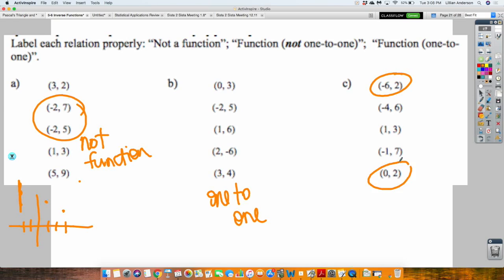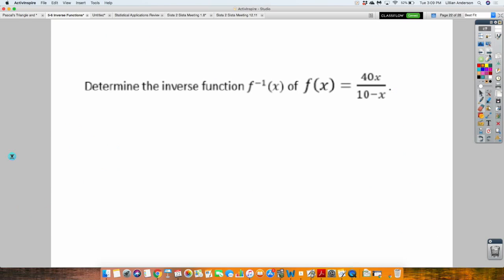Now look at this. Do any of our x's repeat? Do any of our y's repeat? Yes, here. So because our x's don't repeat, that means it is a function, but because our y's repeat, that means it's not one-to-one. So it's a function, but not one-to-one. Question?